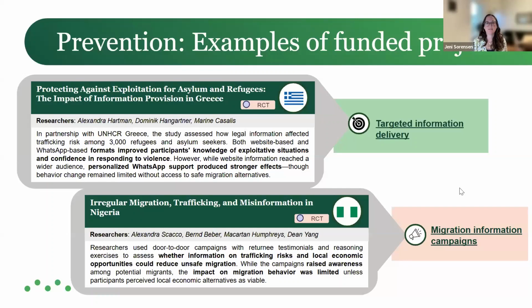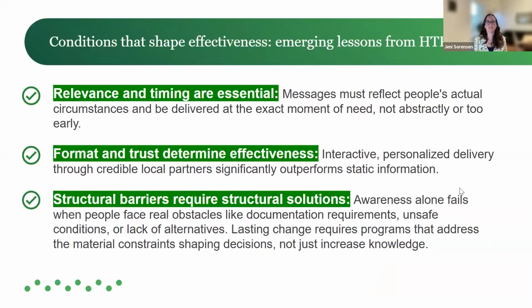All right, next slide. So just to wrap things up for this one, here are some of the overall themes that shape effectiveness for prevention projects. As I mentioned earlier, relevance and timing are essential. You need to reach people when they're about to migrate, when they need this information, and it can't be too abstract or too general. We really need to be thinking about which populations need information when, and then how do we deliver that information.